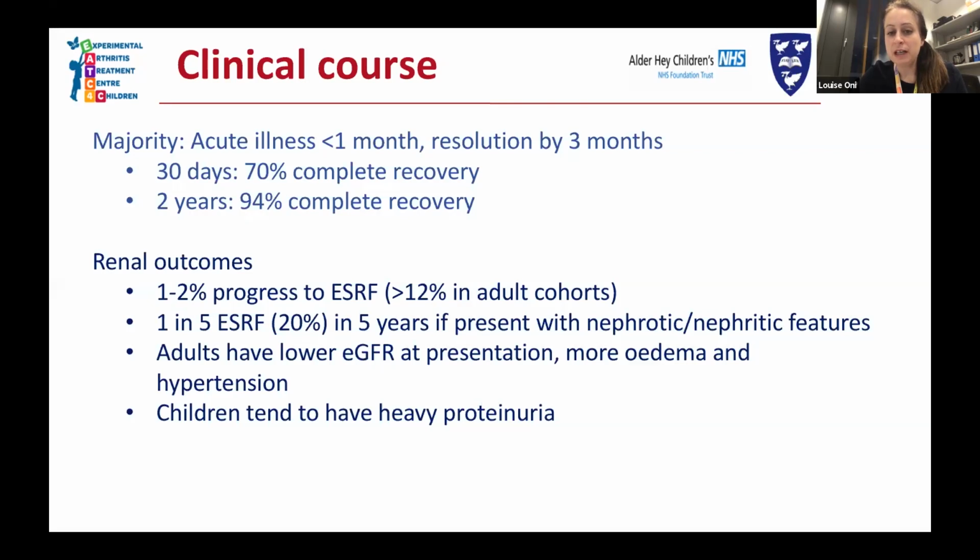And from the literature, we can see that in general, adults have a lower renal function at presentation. They generally have more edema and more clinical signs of nephrotic syndrome and more hypertension. And children tend to have isolated heavy proteinuria as their presenting feature.